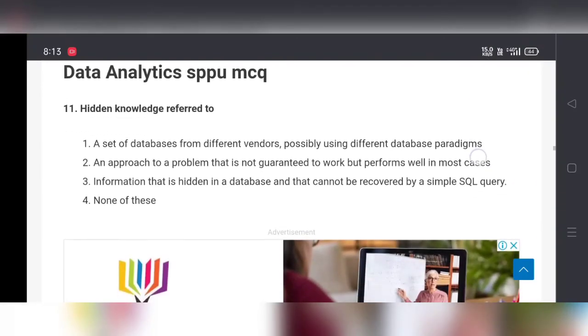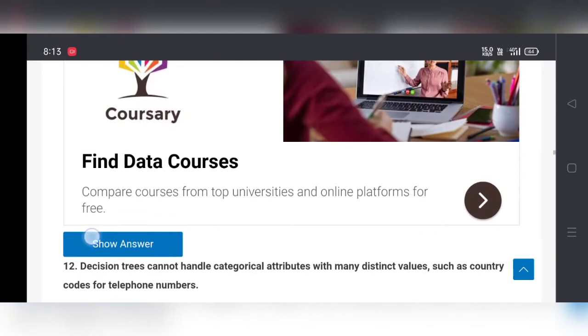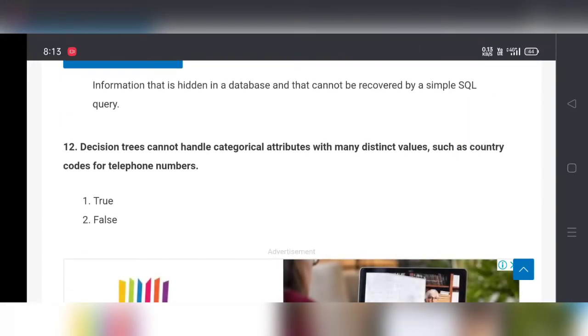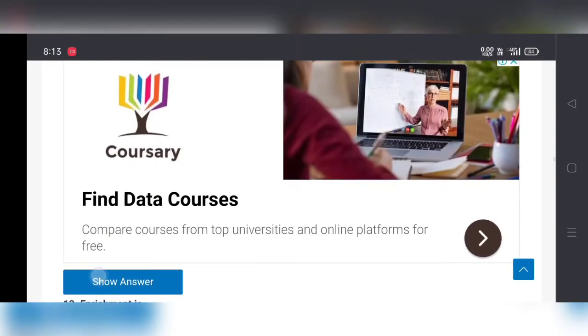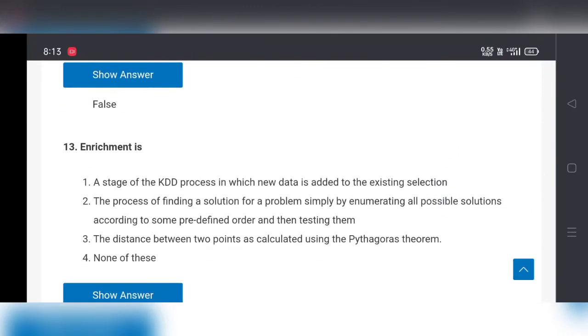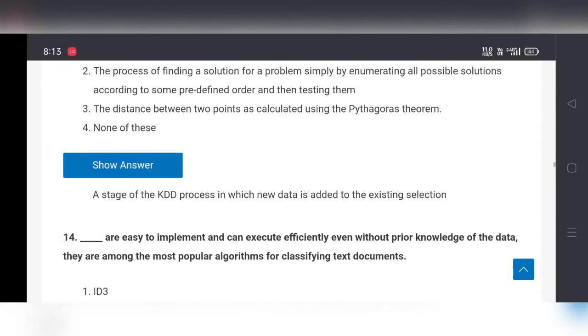Next, hidden knowledge is referred to as? The answer is information that is hidden in a database and that cannot be recovered by a simple SQL query. Next, decision tree cannot handle categorical attributes with many distinct values such as country code or telephone number. The answer is false. Next, enrichment is? The answer is a stage of the KDD process in which new data is added to the existing selection.